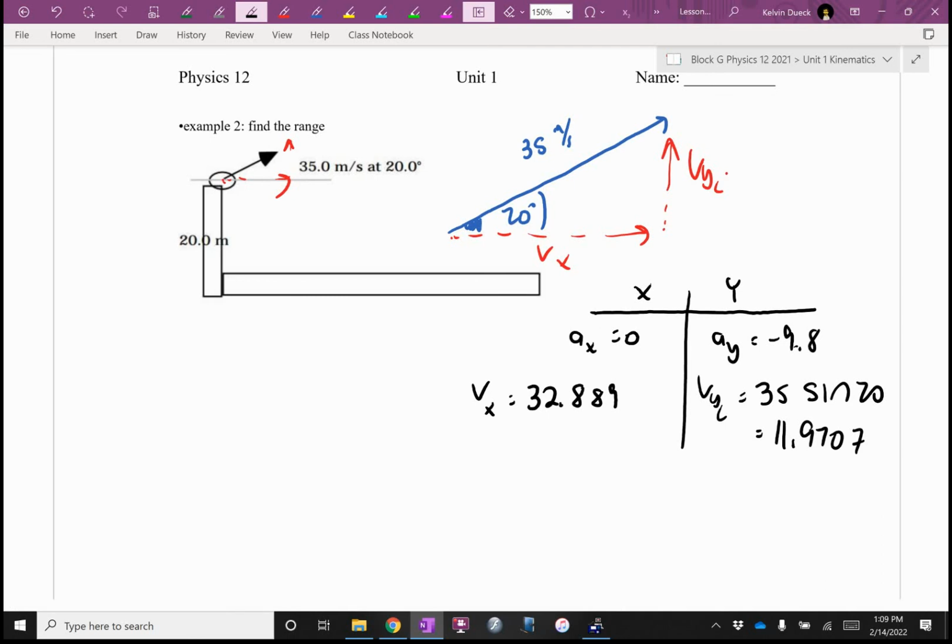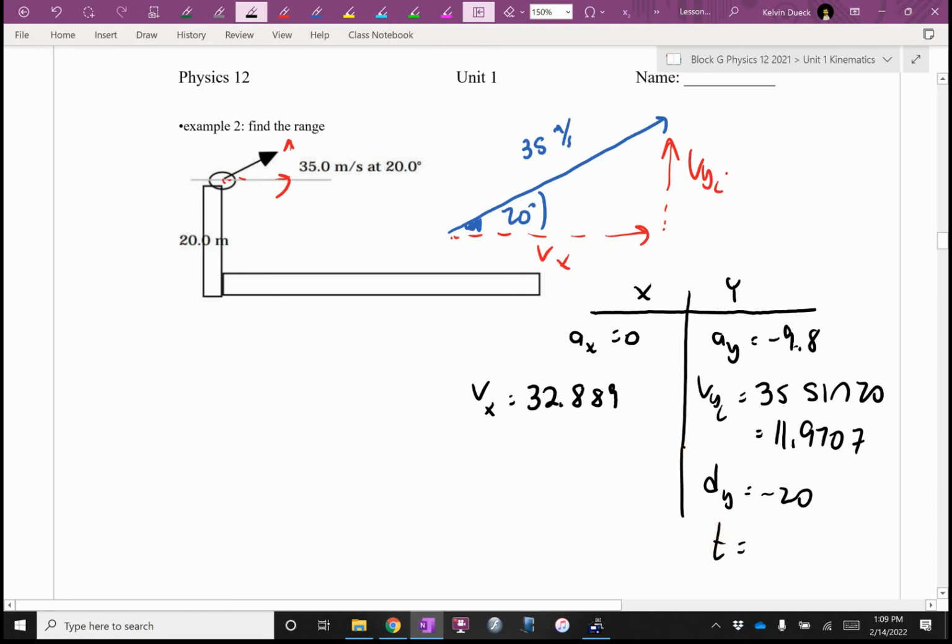Which column do I know 3 things in? Nothing yet. Let's look at the picture or the question. What else have they told me? Ooh! Vertical displacement or horizontal displacement? So you're telling me dy, what does dy equal? Negative 20. I think I'm going to find time vertically.